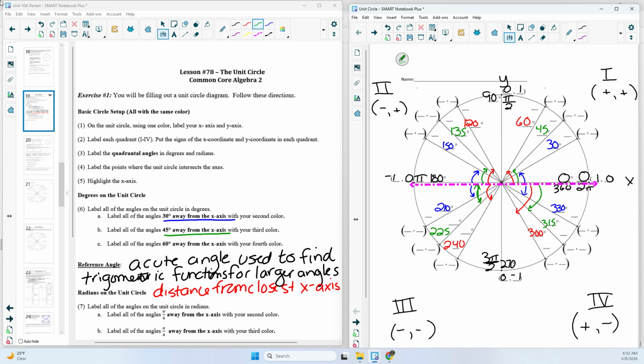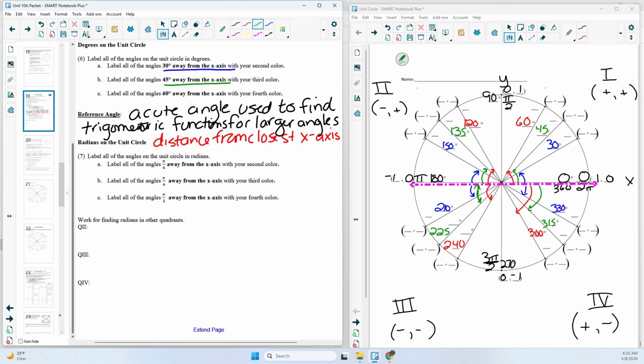So the next thing we're going to do is start to fill in the rest of the radians, which is new. And we're going to go back and I'm going to use the same colors. So I'm going to start with angles that are pi over 6 away from the x-axis. So pi over 6, we know from the previous lesson, is our radian measure for 30 degrees. So anything in blue has a reference angle of 30 degrees, or in this case, we could say pi over 6 radians.